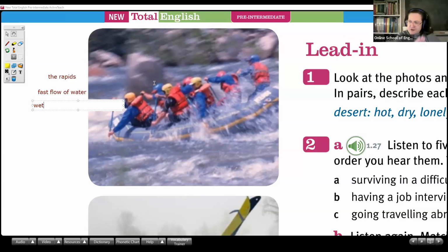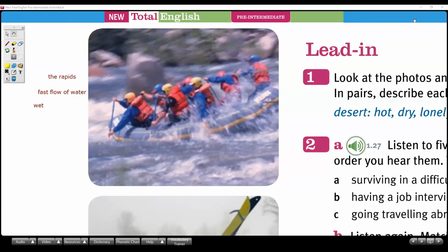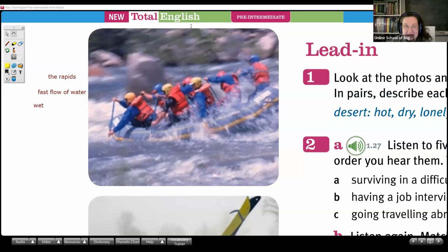Now, do you think that this is a safe place, or do you think it's a dangerous place? What type of place is it? It's very dangerous. A little bit. Yes, definitely dangerous. Okay. All right. Now, next picture.